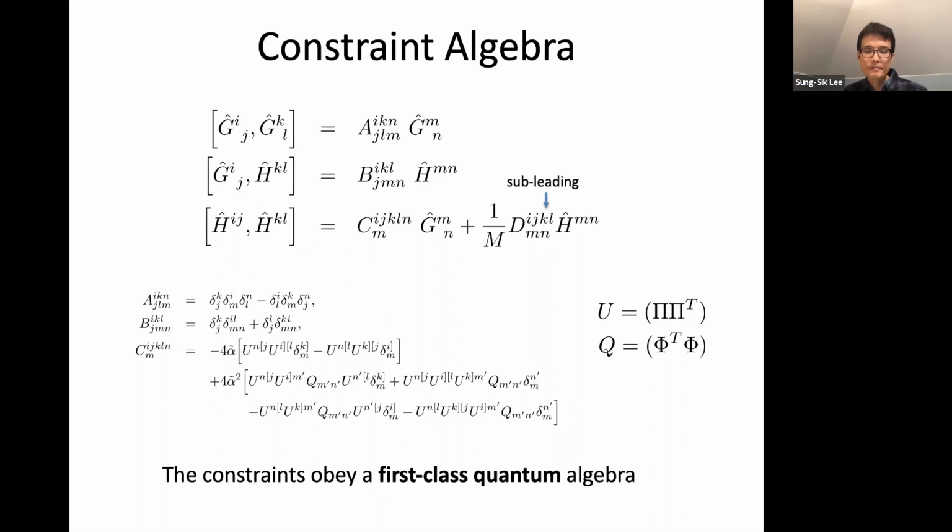But the second thing is that compared to GR, where the commutator between Hamiltonians is just proportional to the momentum constraint, here you can check that the term that is proportional to the Hamiltonian is subleading compared to the first term in the large n limit. So in the semi-classical limit, we can drop this. So it has the right kinematic structure that we expect from GR.